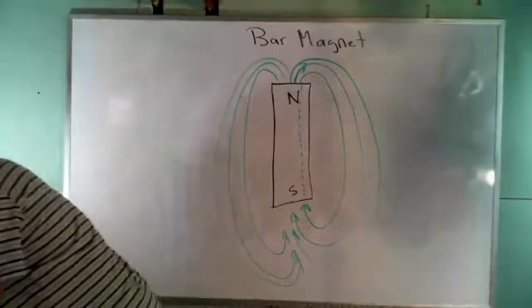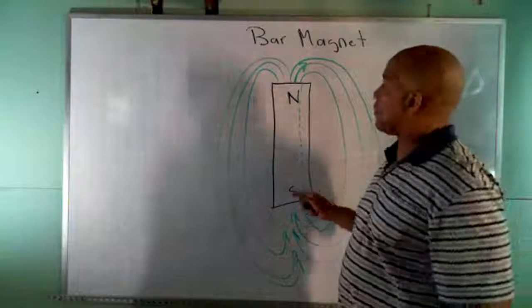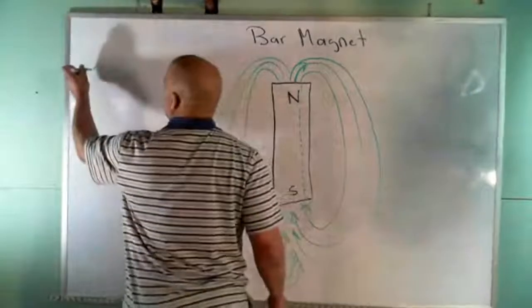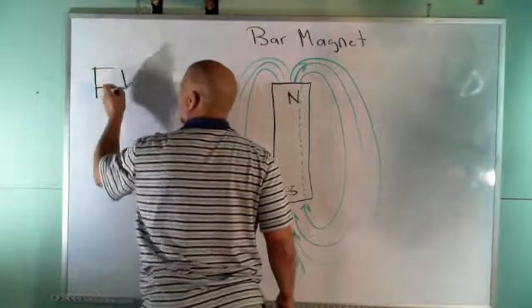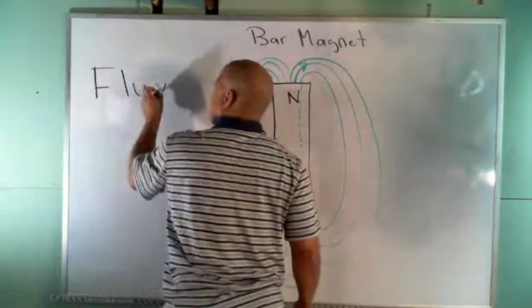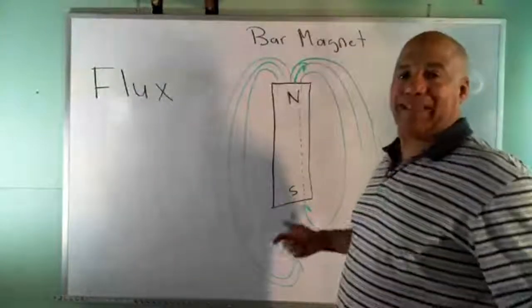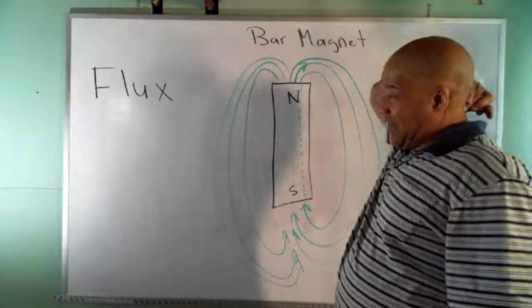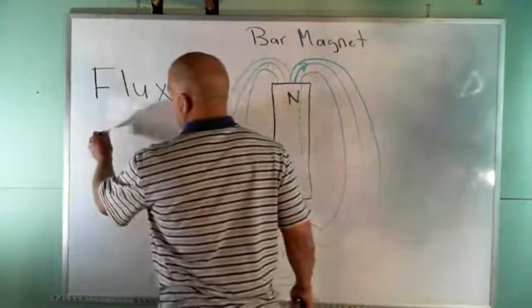So we already talked about these lines of force. Well, these lines of force have a name. They're called flux. So these lines of force represent magnetic flux. And there's a symbol for magnetic flux. And I'm going to draw the symbol.